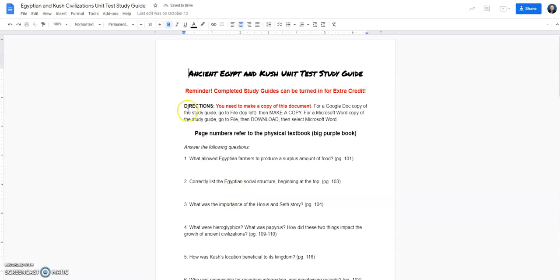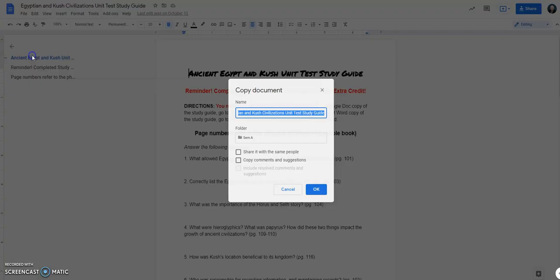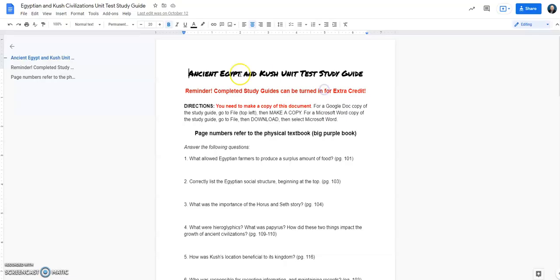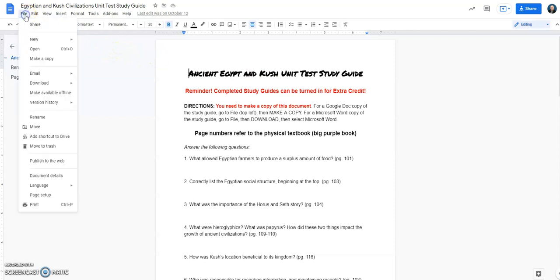Now that we've got the study guide open, of course, we need to make a copy because this is my copy. If you like a Google Docs version, if you have Gmail, you can go to File, Make a Copy. When you hit Make a Copy, this little window will pop up. You can rename it, add your name in there, whatever you want. Hit OK. It'll open the file in another window, and that will be your copy. Again, that's if you want a Google Docs version and you have Gmail. So you go to File, Make a Copy.